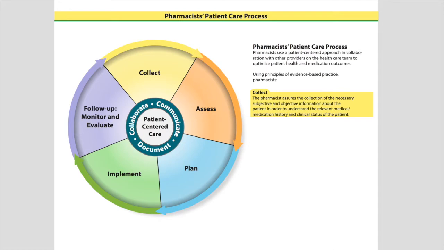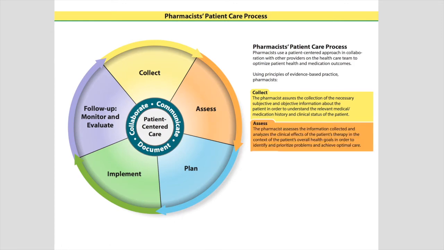The first step in the PPCP is to collect. The pharmacist assures the collection of the necessary subjective and objective information about the patient in order to understand the relevant medical and medication history and clinical status of the patient.